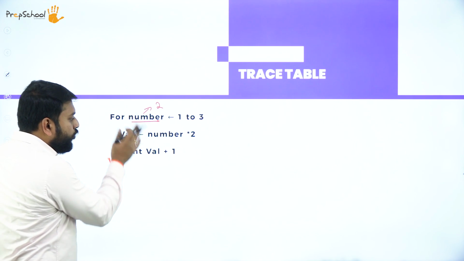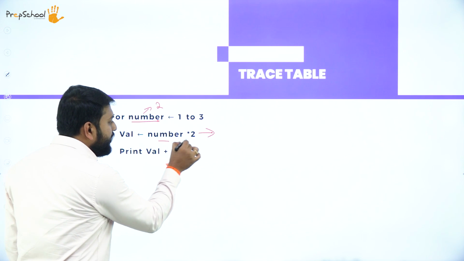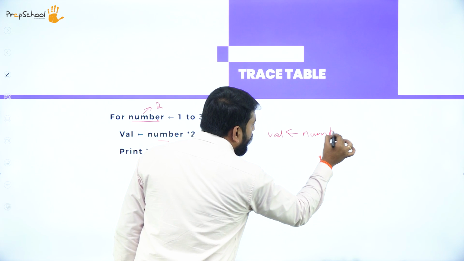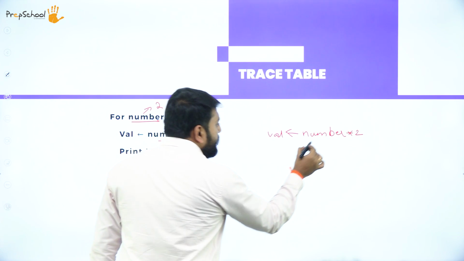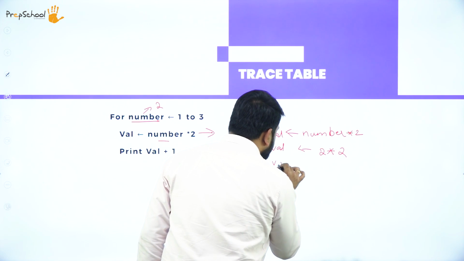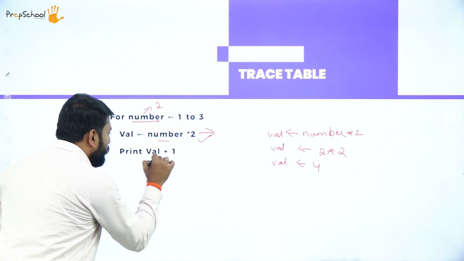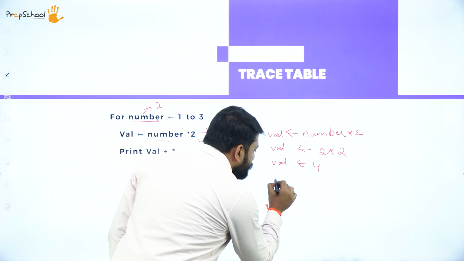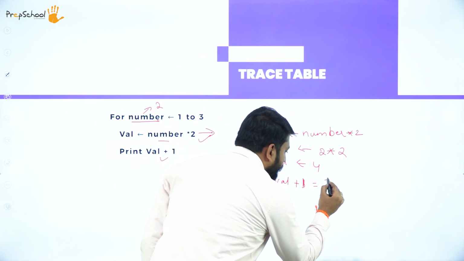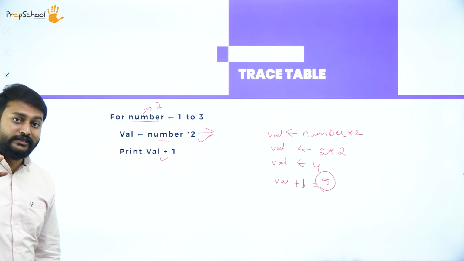All right, so fine. I will go inside. In this step, what happens? Number into 2. What is the value of number right now? My dear students, the value of number is 2. 2 into 2 is 4. Right now, the value contains 4. That's what you need to remember. After executing this statement, I'll go to the statement val plus 1. Val plus 1 gives 5. So if I print, I will be printing 5. That's what is happening in the second iteration.